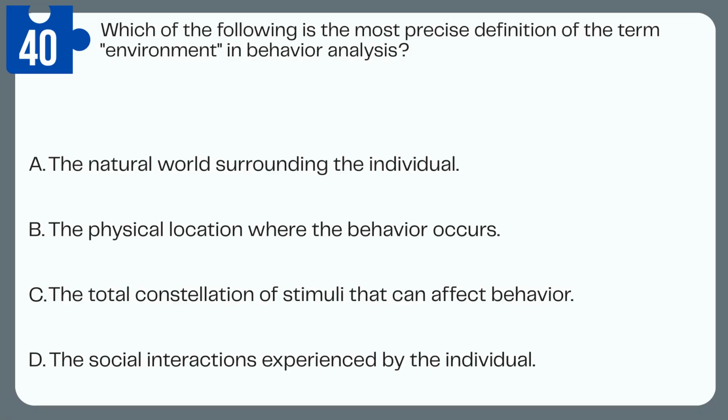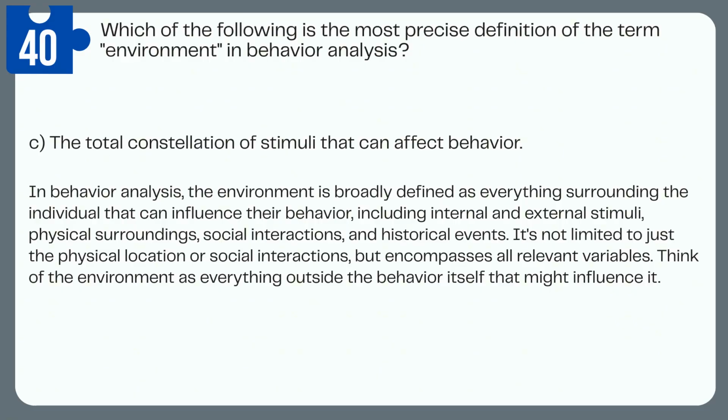Question 40. Which of the following is the most precise definition of the term environment in behavior analysis? A. The natural world surrounding the individual. B. The physical location where the behavior occurs. C. The total constellation of stimuli that can affect behavior. D. The social interactions experienced by the individual. Answer: C. The total constellation of stimuli that can affect behavior.